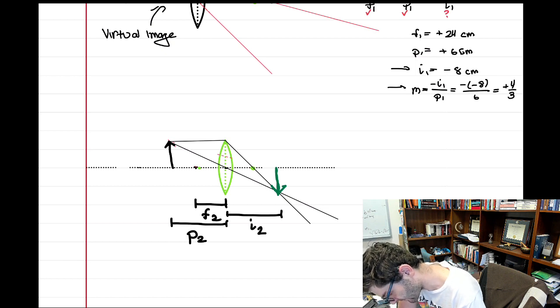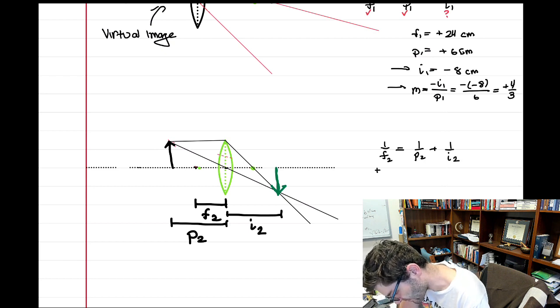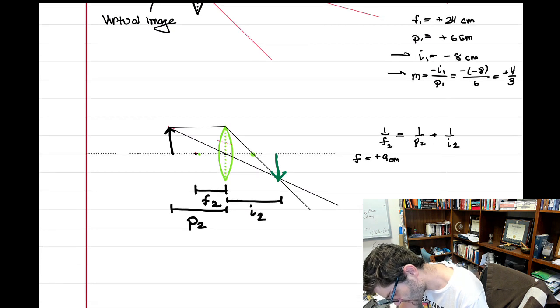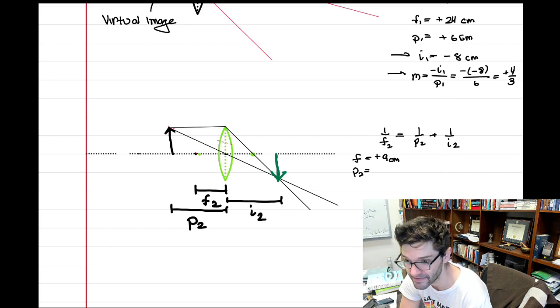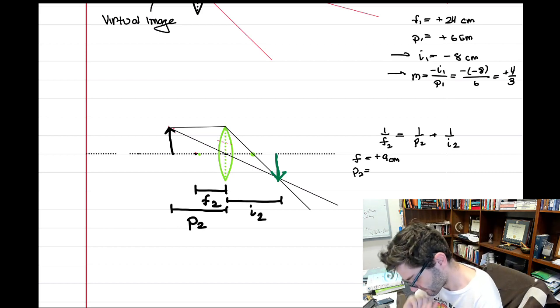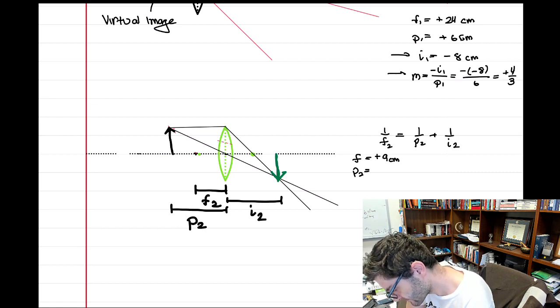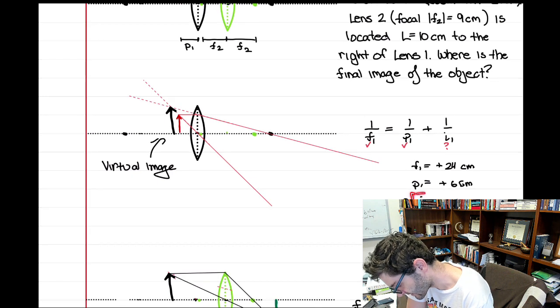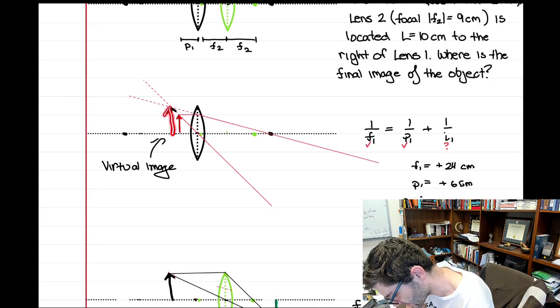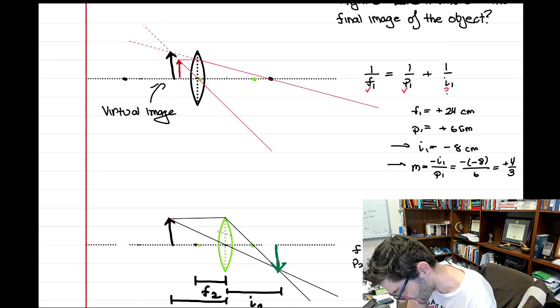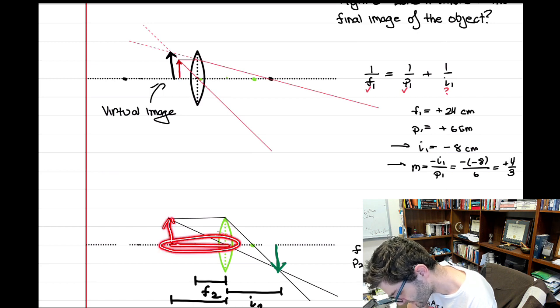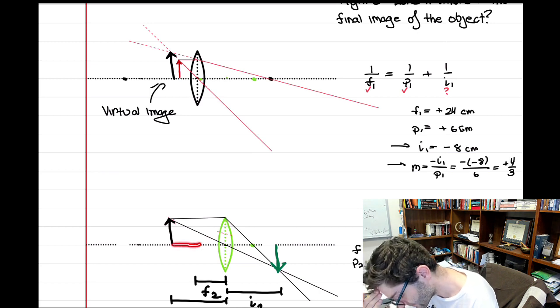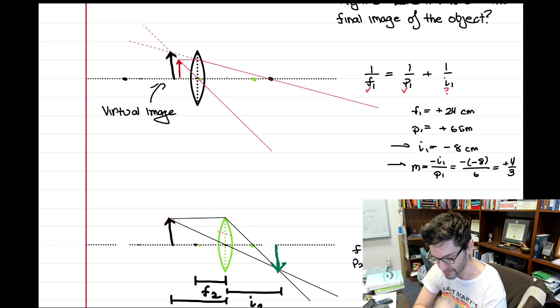So, again, we have 1 over f2 equals 1 over p2 plus 1 over i2. The focal length is going to be positive. Let's see, what did we say it was? 9 centimeters. p2, we always take to be a positive number, so it was negative 8 centimeters before. But now we have to be careful, because this distance is the distance from the object to the lens. Now that negative 8 before was the distance from the image to the black lens. But now we're taking that and making that same arrow, but this distance here is not 8 centimeters. It was 8 centimeters to get to the black lens, and then we also know that it was 10 centimeters in between the two lenses.